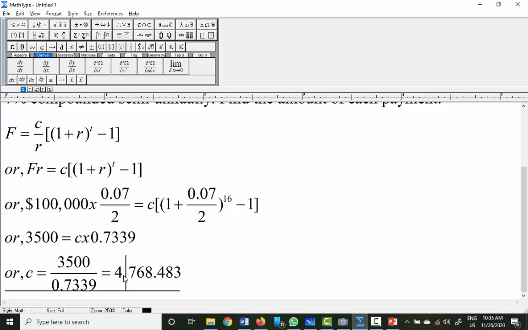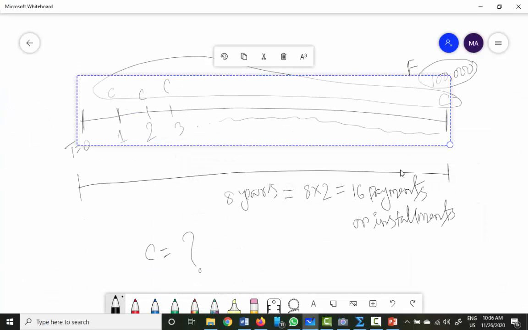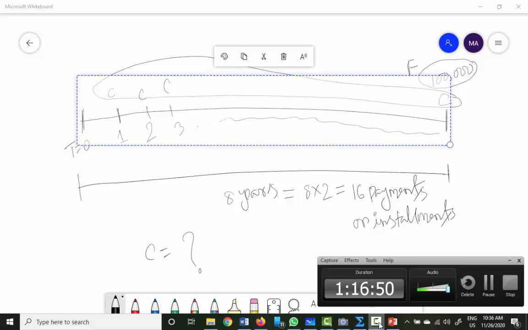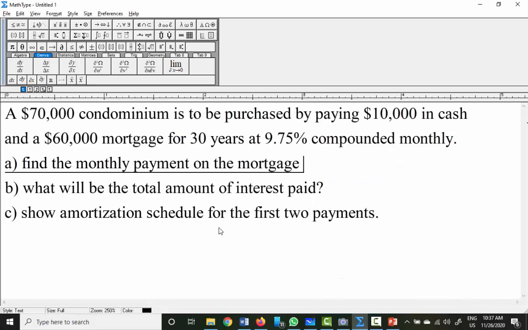This is the semi-annual installment. That means if the company saves $4,768.483 at the end of each semi-annual period up to 8 years, after 8 years they will have $100,000 in their account. Right, so now let us solve this question.